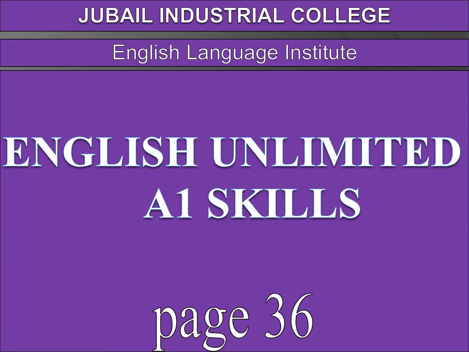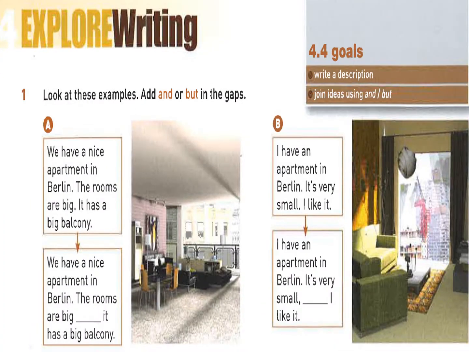English Unlimited A1 Skills, page 36. Unit 4.4 Goals. Write a description and join ideas using and but. Unit 4 Explore Writing. Exercise 1.